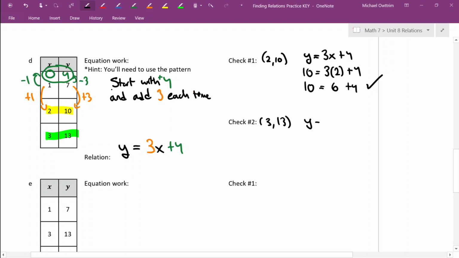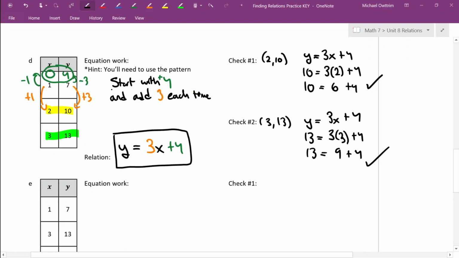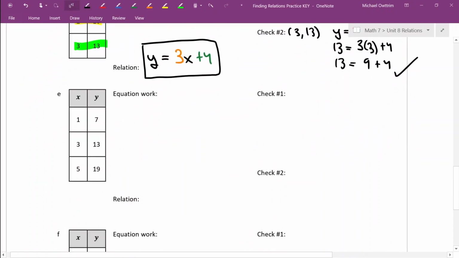Let's also check this point here. So again, the equation that I think is correct is that y is equal to 3x plus 4. This point should mean that a y value of 13 should be created by 3 times an x value of 3, and then adding 4. 3 times 3 is 9, and 9 plus 4 is 13, so that point worked in my equation as well. So I know that my relation y equals 3x plus 4 is correct for this table of values.